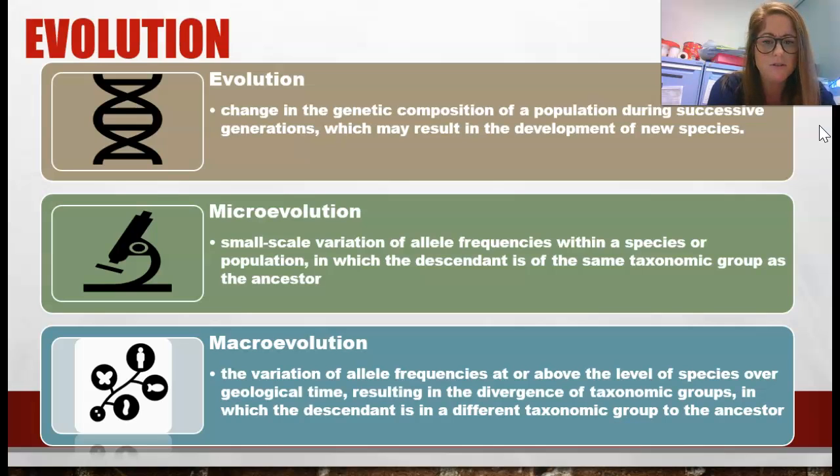With macroevolution, now we have variation in allele frequencies above the species level. And so the changes are so much that now we have a formation of a new species or a formation of a new taxonomic group. And so the descendants are different enough to be classified as a different species, and we call that macroevolution.